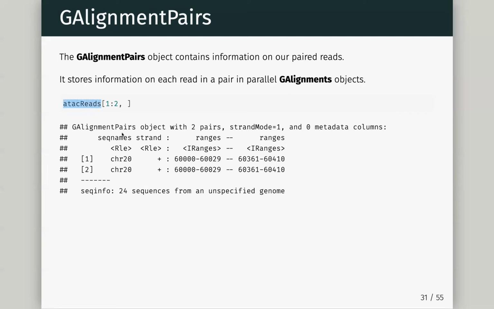What it has is the chromosome it aligned to, the strand it was on, and then it has two ranges per row. This is your read 1, where that mapped, and this is where your read 2 mapped. So it holds that all in one line for us.